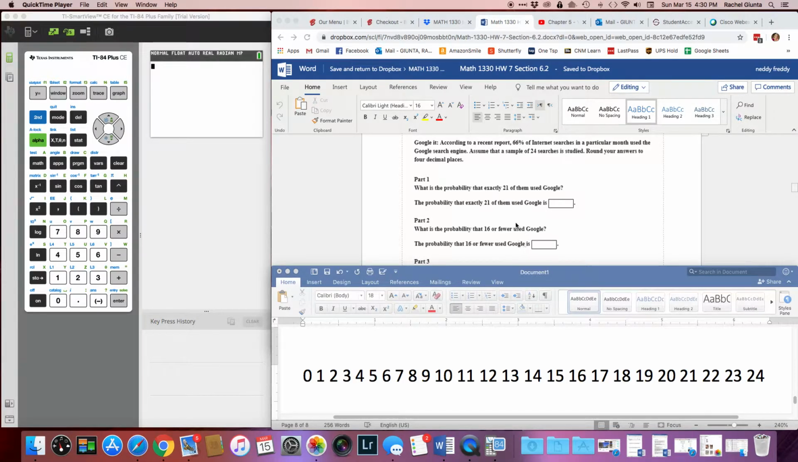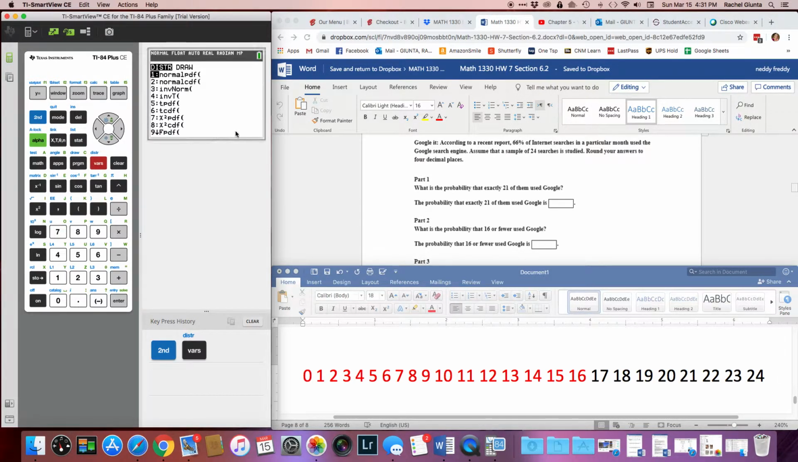If you have the keyword "or fewer," then that is the one situation that the calculator can directly calculate. And so I'll show you what I mean by that. 16 or fewer means all the numbers that I've highlighted here in red. Because we are now looking for a range of numbers and not just one of these numbers, like in the first example, then we go to 2nd VARS, and one past binomial PDF is binomial CDF.